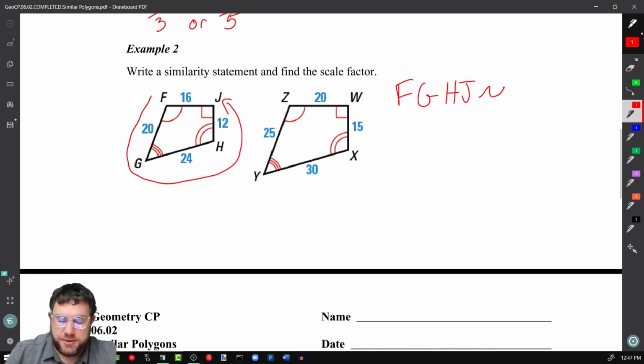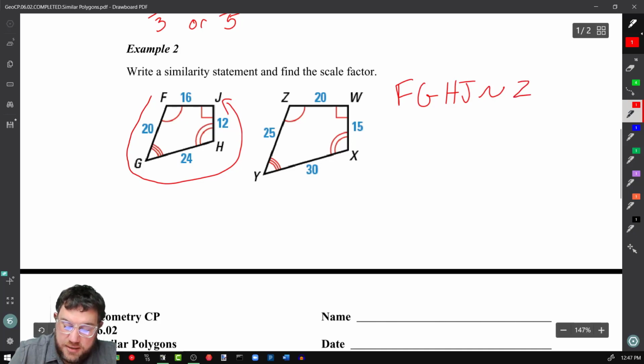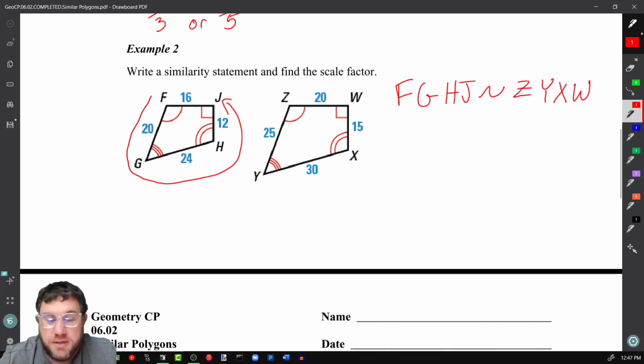And it is similar to, now for the second one, we need to make sure we're matching up the correct angles. So F has 1 arc, so it goes with Z. G has 3 marks, so it goes with Y. H has 2 marks, so it goes with X, and J is a right angle, so it goes with W. So the first one was in alphabetical order. We skipped I because I looks kind of like a 1. But the second figure was not in alphabetical order, and that's okay, as long as they match up to the corresponding angles.